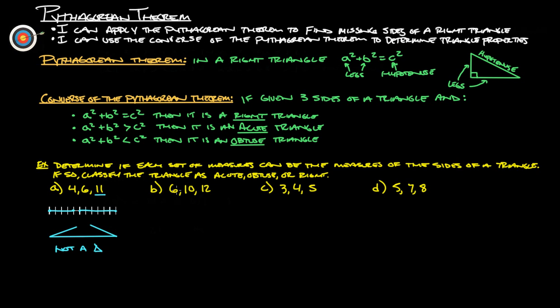Okay? B. 6 plus 10 is 16, and that's more than 12, so this can make a triangle. So it's going to either be acute, obtuse, or right. So what we have to do is figure that out. So what we're going to want to do is do a squared plus b squared equals c squared. The longest side here is always going to be the c, right? And then we have 6 and 10 here. So we'll do 6 squared plus 10 squared and see how that relates to the 12 squared. See if it's equal to, greater than, or less than.